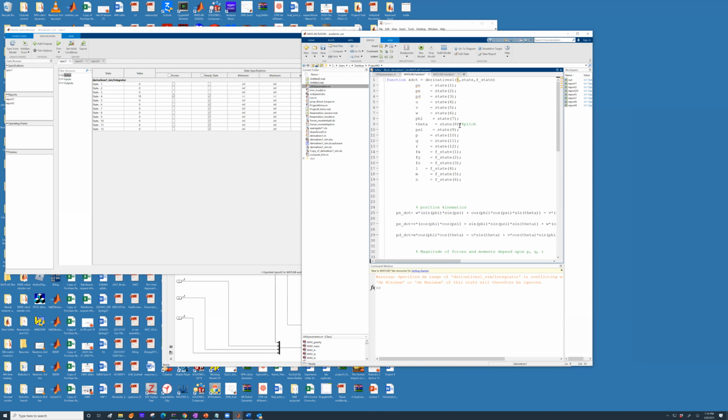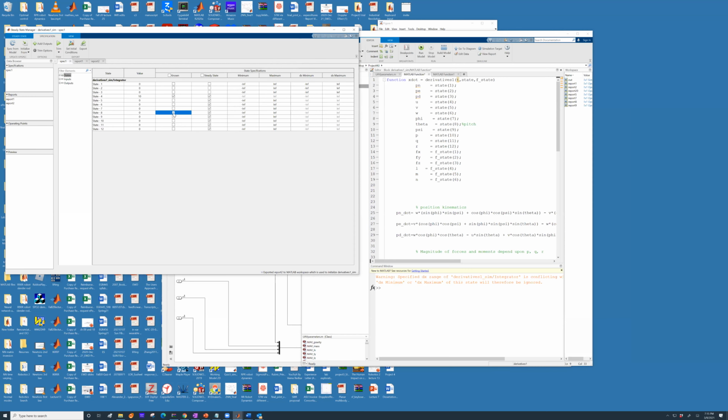This is the pitch angle. So what I need to do is, I'm going to go back to my states and I'm going to add my 15 degrees of flight path angle in the pitch. So I go to state 8. This is known. This is state 8. And please note, it has to be in radians. So 15 divided by 180 multiplied by pi.